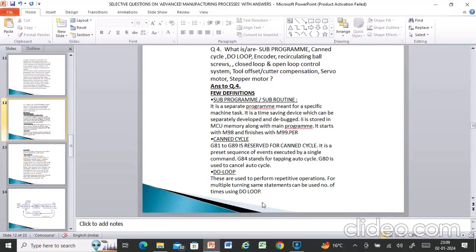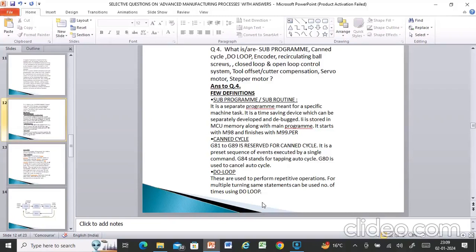In conventional machines, they are straightforward motors, induction motors or DC motors which control the movement. In CNC machines, there are servo motors and stepper motors. So we will go one by one into this definition.